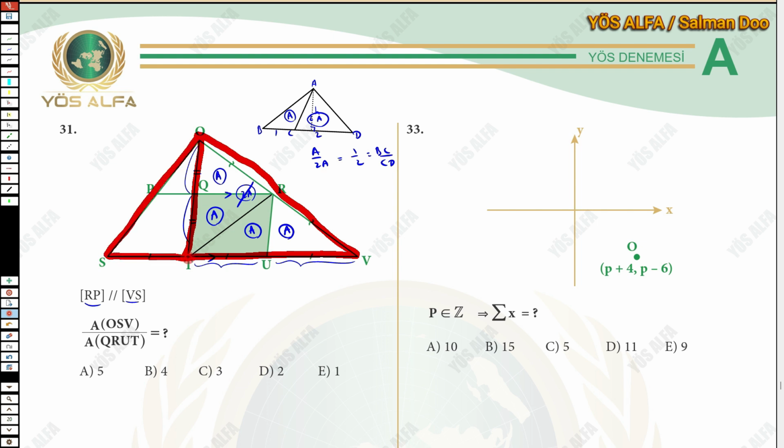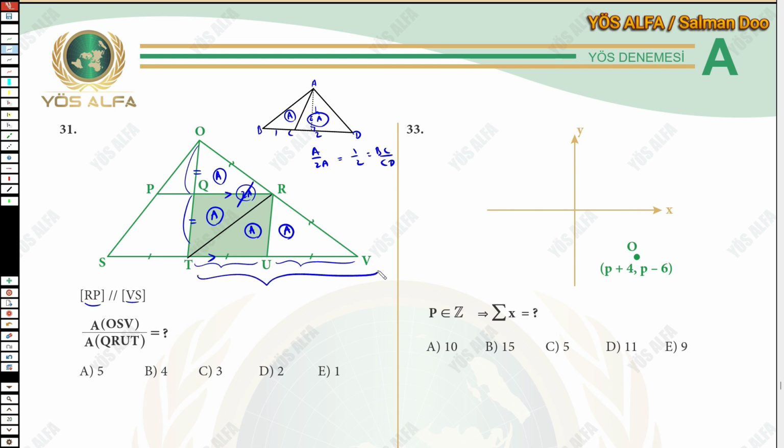So the vertex is O, and we can talk about the area ratio because we know their base ratio, this and that, is 2 and 1. So we have the base ratio 2 and 1. So the area ratio must be the same as the base ratio. So we have 4A for the entire area for OTV. So that means this area must be 2A.